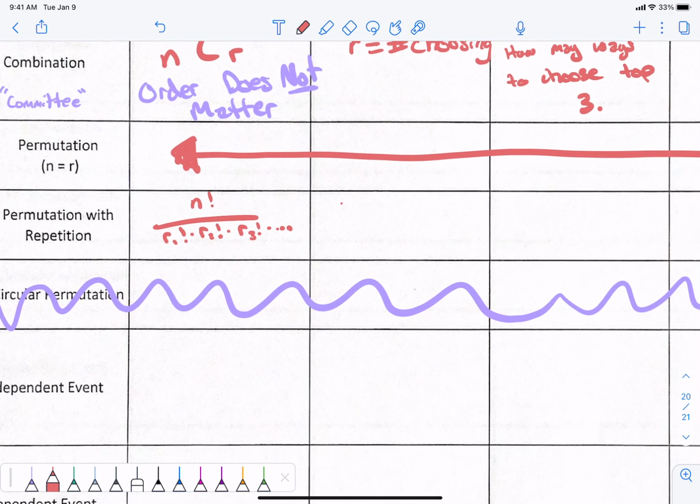All right, so let's label n. N is total, and r, whatever, r question mark, is the number of times each repeats.